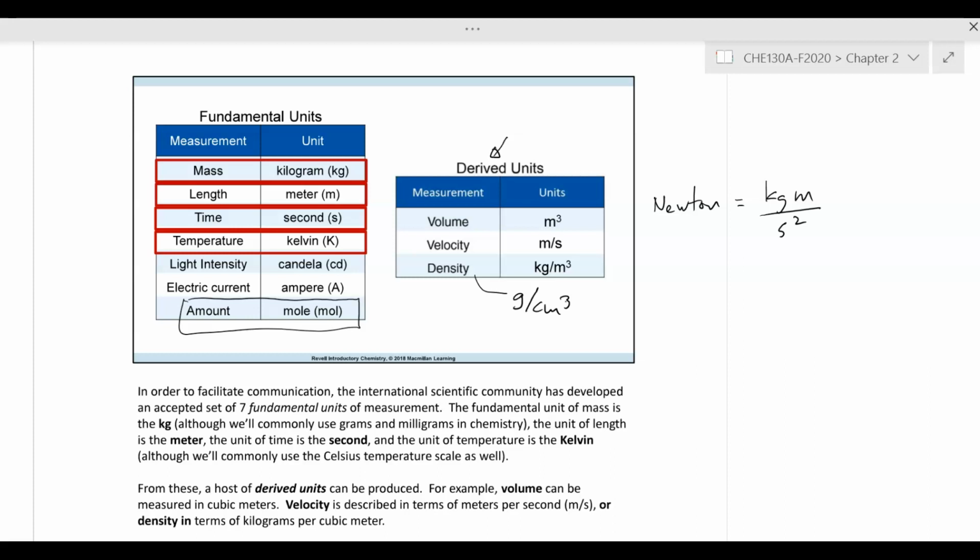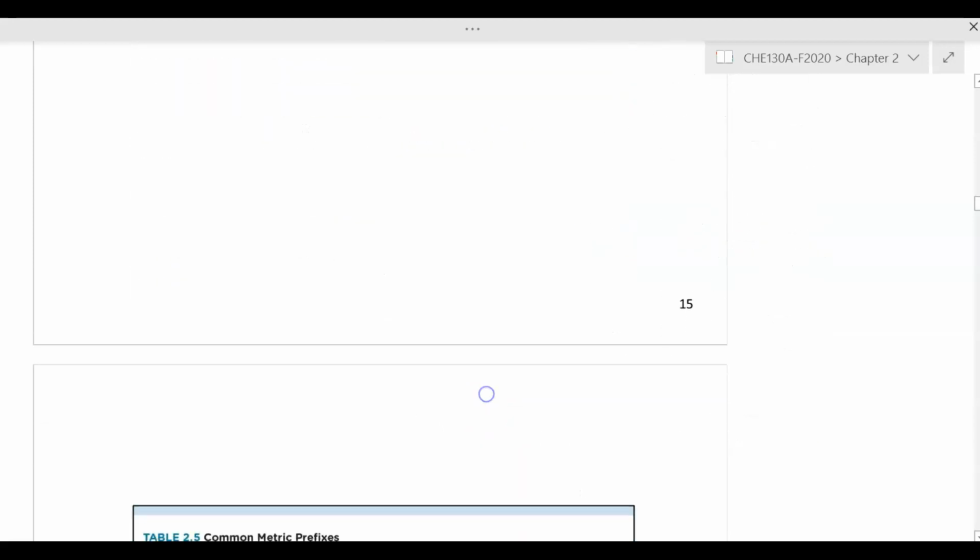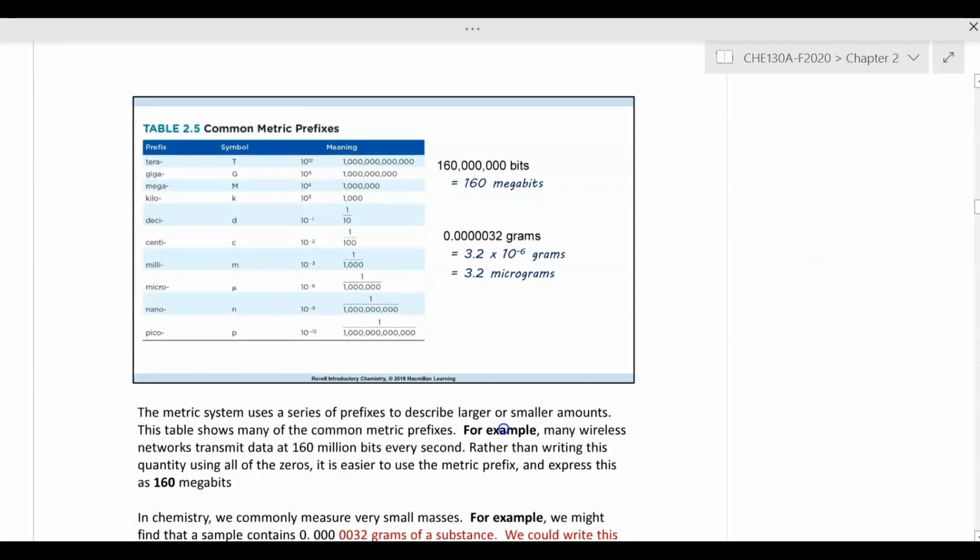Every time you see that, it kind of gives you a suggestion of what the equation is. Volume would be 3 lengths. So if I have a cube, the length times width times side would be the volume. Velocity is going to be distance divided by time. Density is going to be mass divided by volume, which is what meters cubed measures. So you can sort of see the equation expressed in the units there.